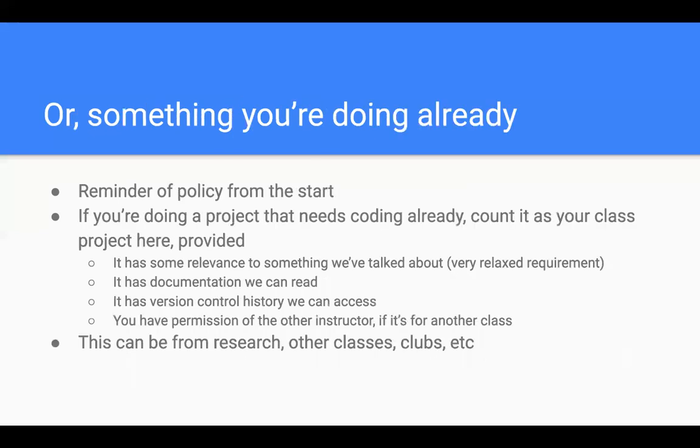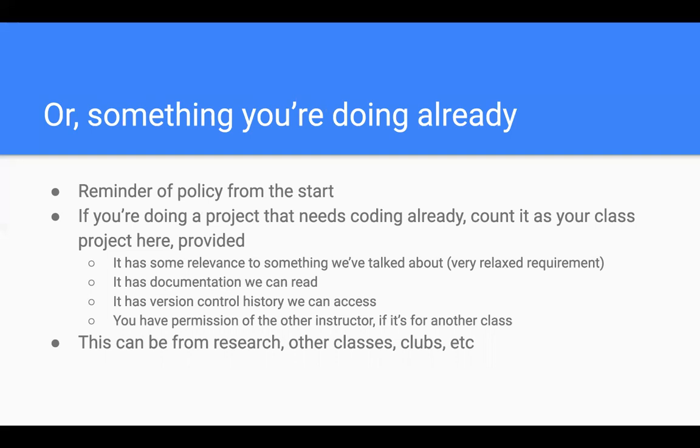Okay. Another option is something you're doing already. So a reminder of our policy from the very start is if you're already doing something that needs coding, if you're involved in research already, if you're taking a class that has some coding in it, if you're doing something for a club, you can count it as your class project here under pretty light restrictions. It needs to be somewhat relevant to something we've talked about in class, which we'll be pretty generous about, but you need a slightly stronger connection than it has code in it, but not that much stronger.